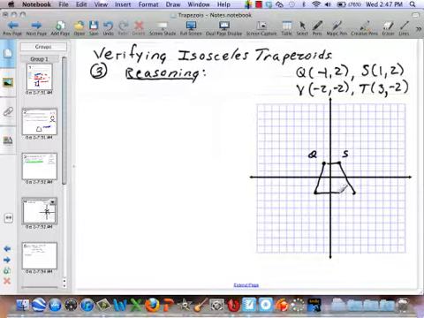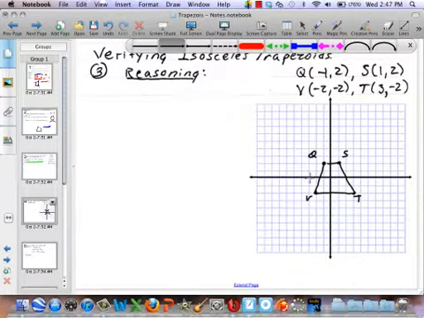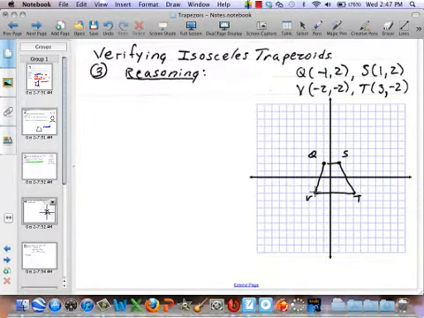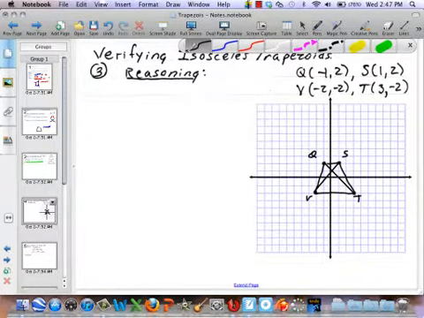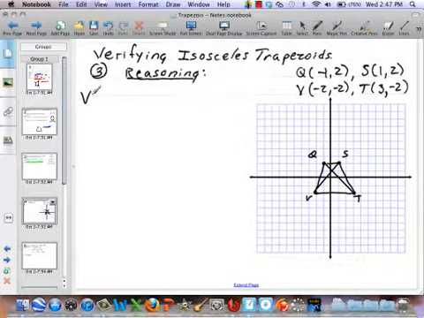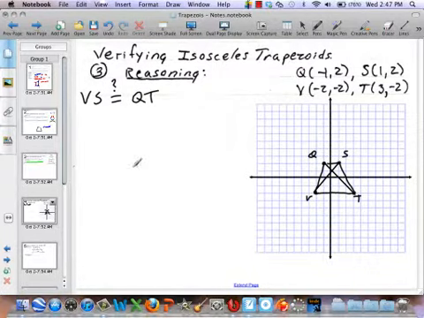Now, in order to prove that this is isosceles, what should be true? Diagonals. So we should make sure that our diagonals are congruent. But what are my diagonals? VS and QT. Yes. So we need to make sure that VS is congruent to QT.